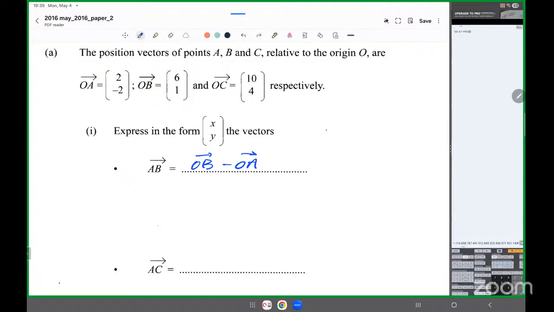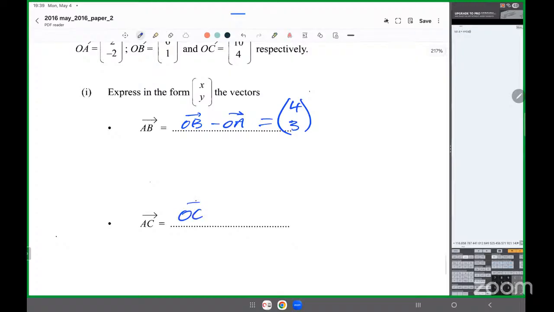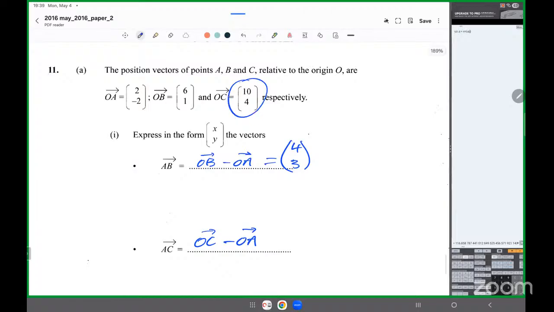What is that? 6 minus 2 is 4. 1 minus a negative 2 becomes 3, minus minus a plus, so you get (4, 3). Then AC is just OC minus OA. So now we're doing this one minus this one. 10 minus 2 is 8. 4 minus a negative 2 becomes 4 plus 2, which is 6.